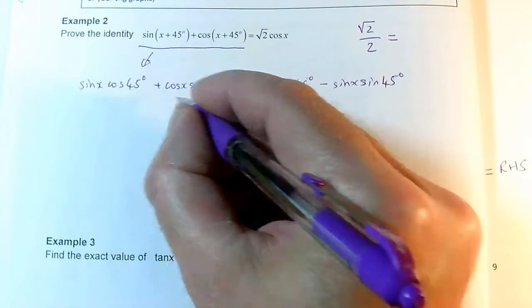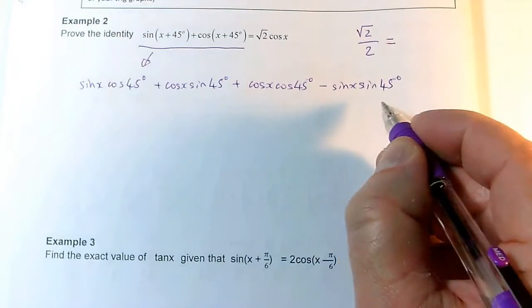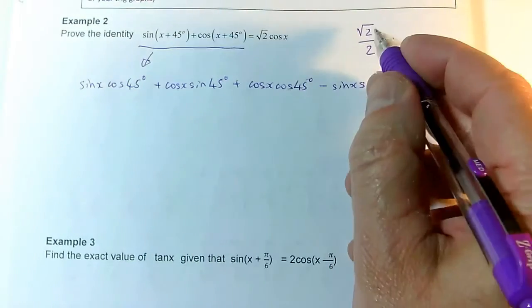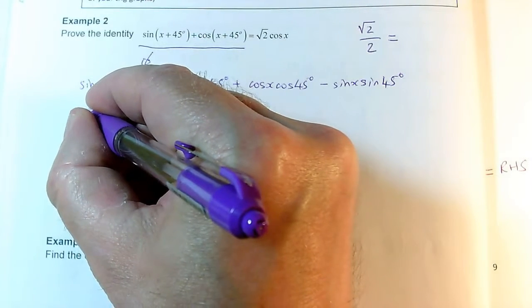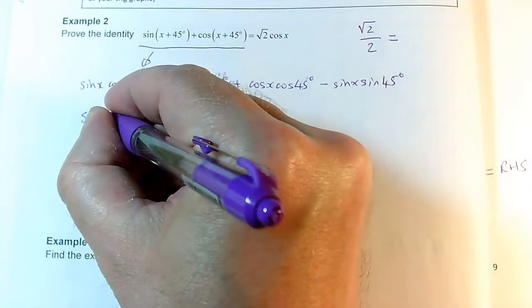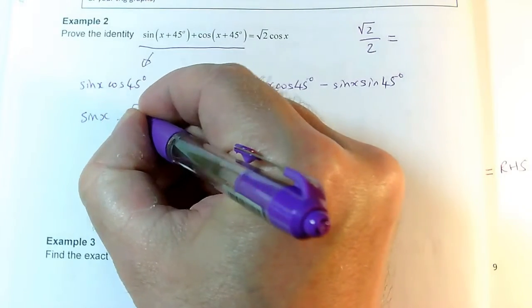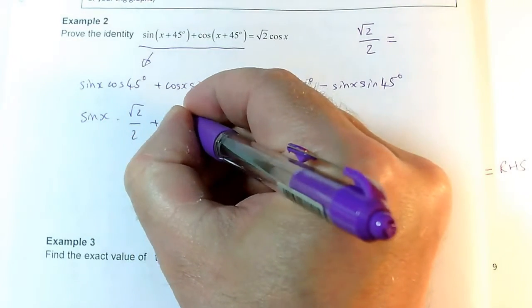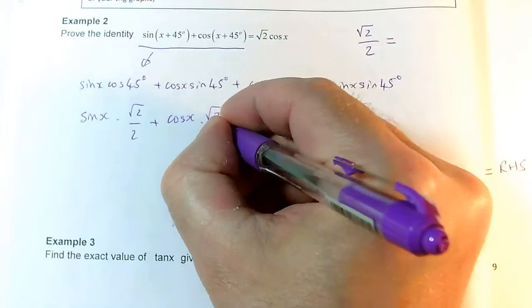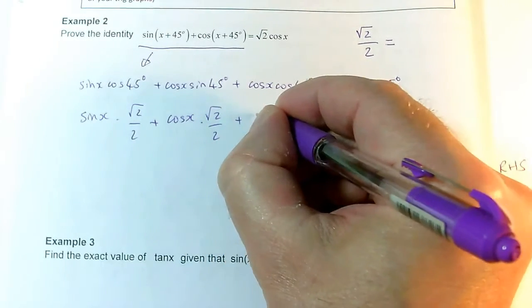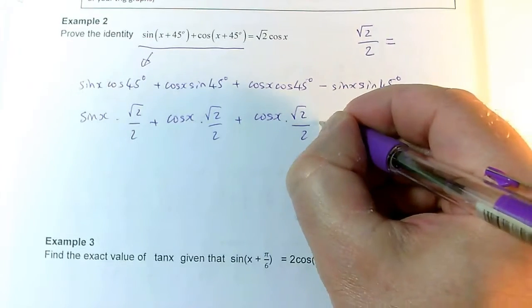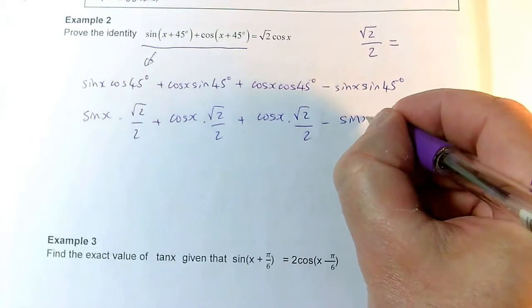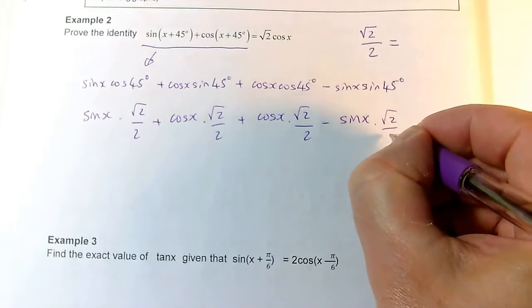So what would you get? You'd say, for every time I see a cos of 45 degrees or a sine of 45 degrees, I can write root 2 over 2. So I'm going to get sine x times root 2 over 2 plus cos of x times root 2 over 2 plus cos of x times root 2 over 2 minus sine of x times root 2 over 2.